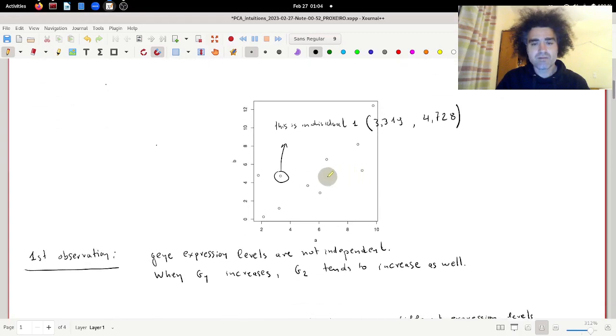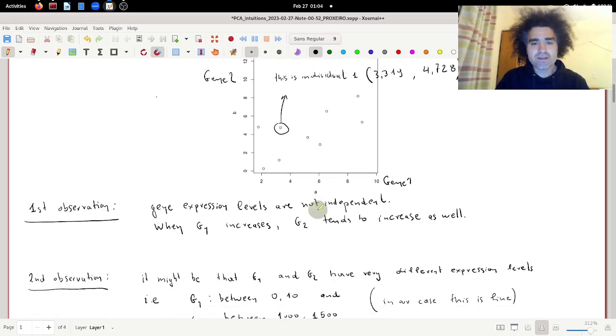For example, these 10 individuals here can be represented with these data points. This axis is gene 1 and this axis is expression of gene 2. And for example, the first individual with the values 3.3 and 4.7 is this guy here.